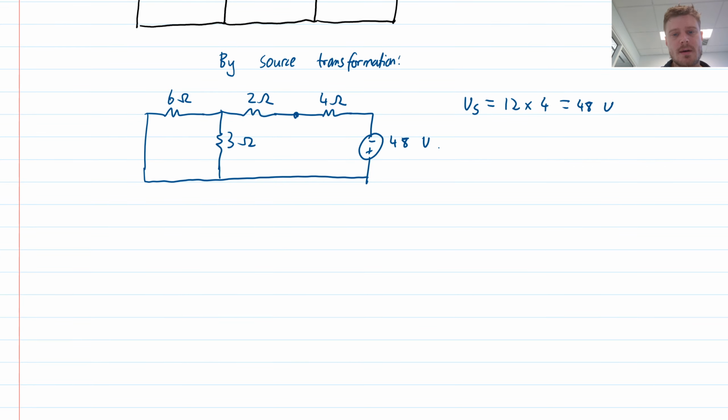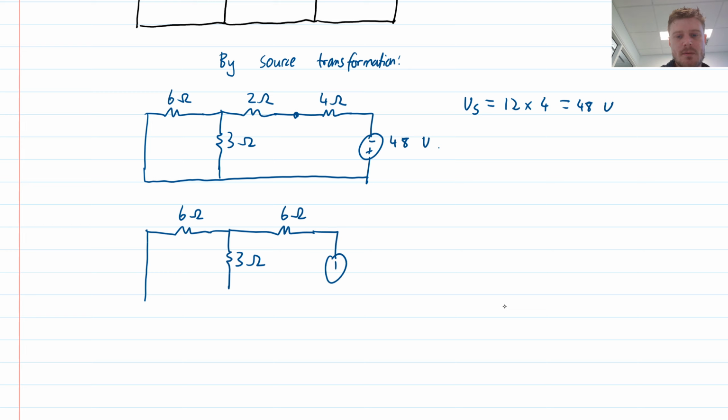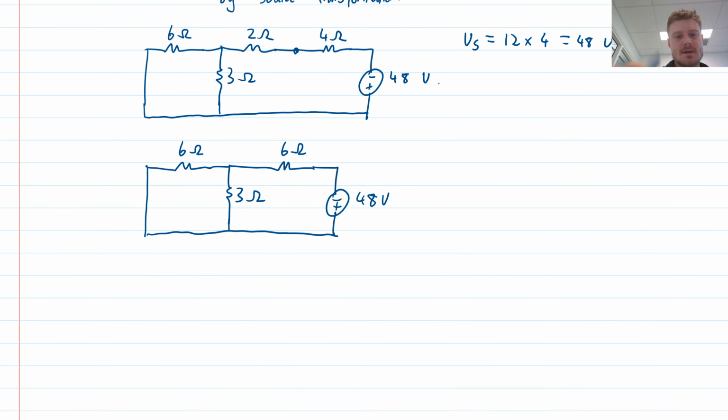So I will have these two resistors here in series. So this will give me 6 ohms, 3 ohms, and these add together to give me 6 through a source. Let's put the polarity the right way around, and that is just 48 volts, like so.